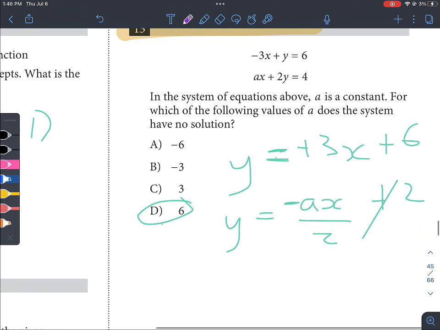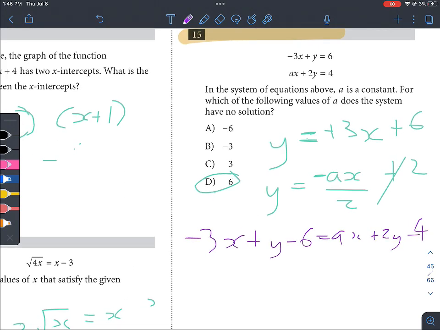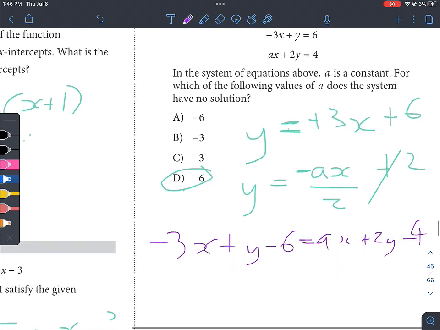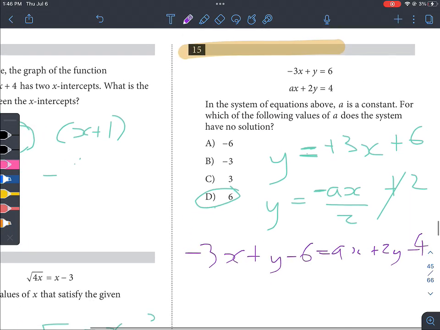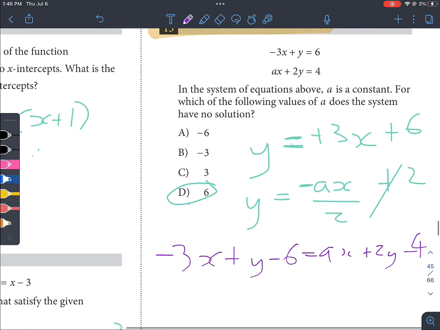I'm gonna try doing something new because I actually don't know how to solve this one. Plus y minus 6 equals 8x plus 2y minus 4. So how do you even get these to be equal? For the system of equations above, a is a constant. For which of the values of a does the system have no solution?